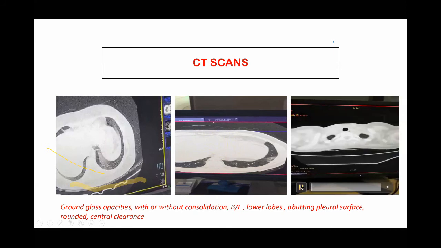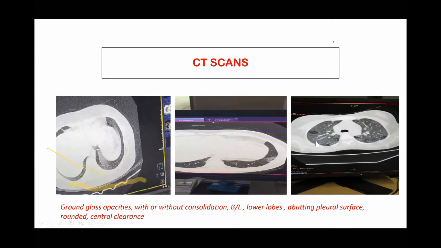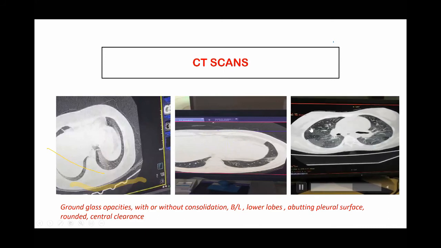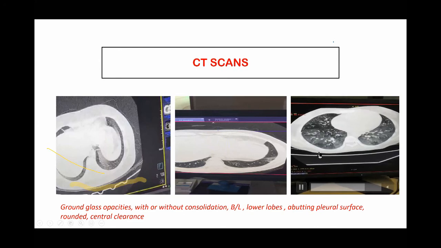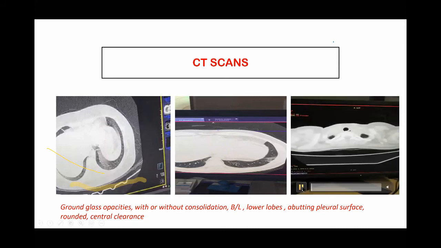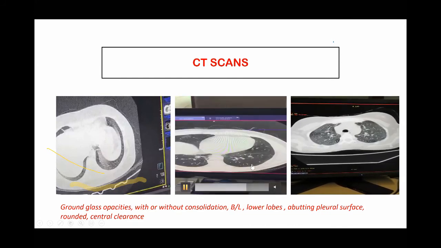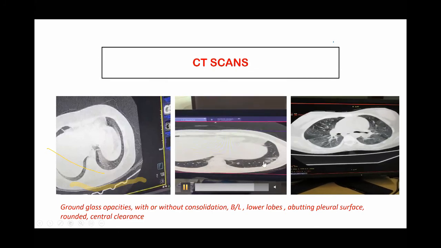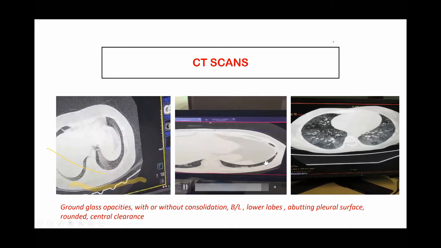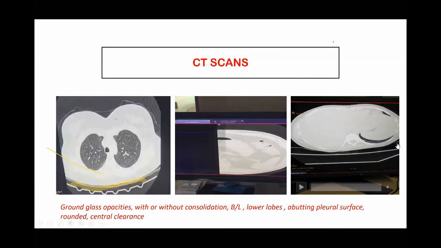And the last one is basically this CT, where you can see now the opacities have become multiple. They have involved the bilateral lungs. And so what is typical in this? You have ground glass opacities. One, they can be with or without consolidations. They have a predominance to go in the lower lobes, bilateral involvement, and as you can see, they're abutting the pleural surfaces. Now this opacity is abutting the pleural surfaces. So basically they are glued to the pleura at many parts, this is classical of COVID-19, and sometimes you have a central round clearing. So these are the CT scans.